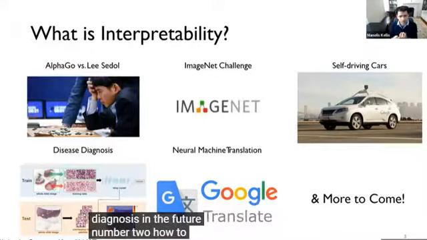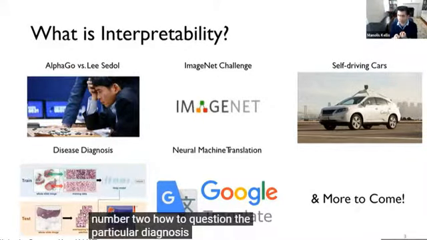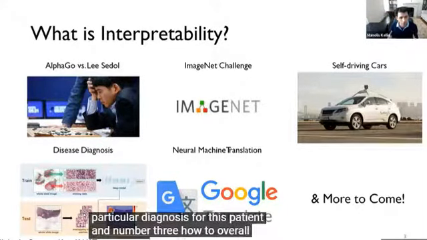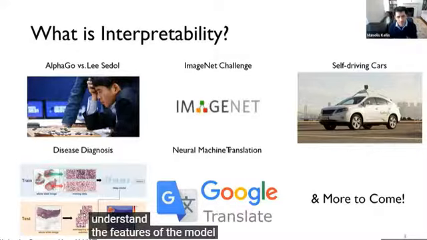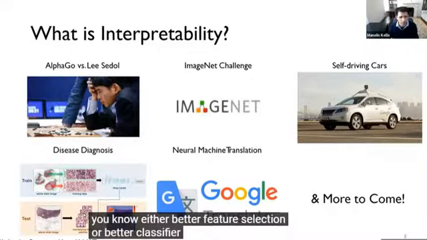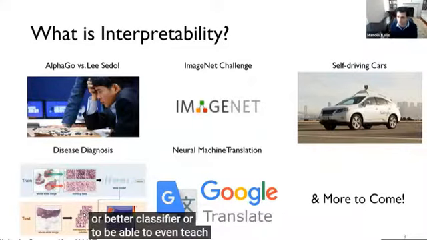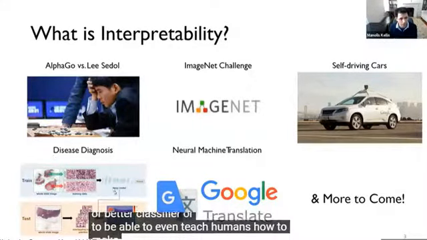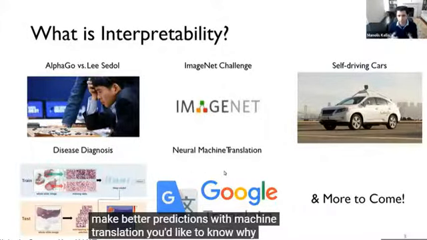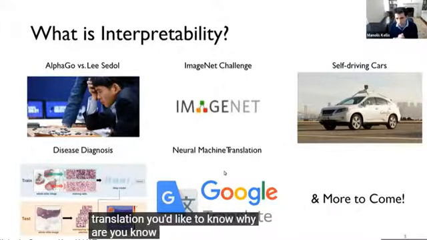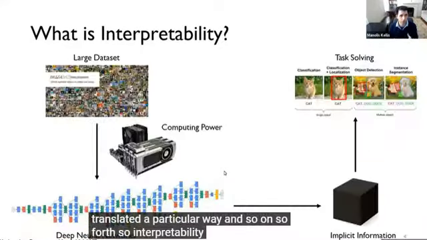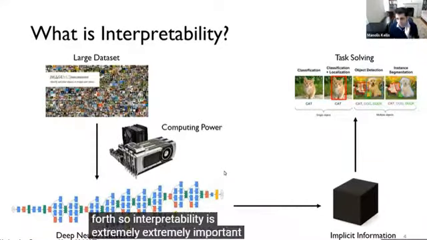Number two, how to question the particular diagnosis for these patients. And number three, how to overall understand the features of the model to then train either better feature selection or better classifier, or to be able to even teach humans how to make better predictions. With machine translation, you'd like to know why are particular texts translated a particular way, and so on and so forth. So interpretability is extremely, extremely important.